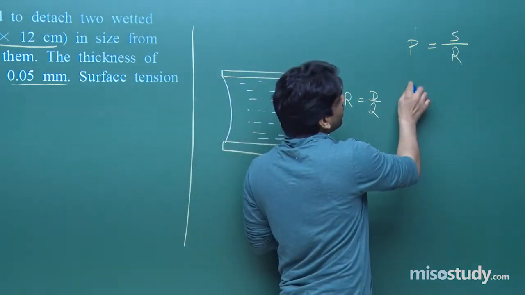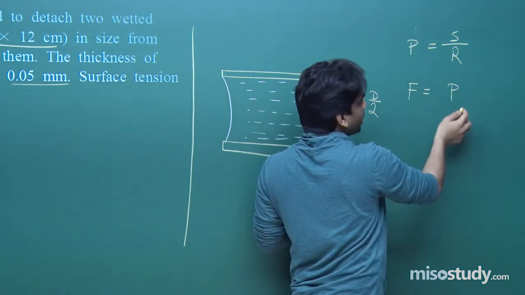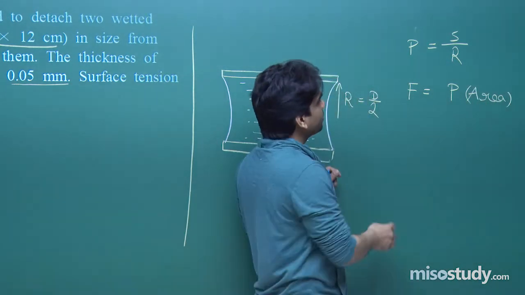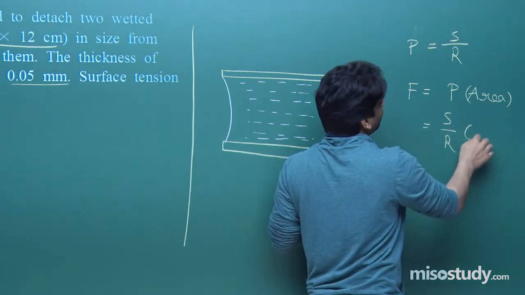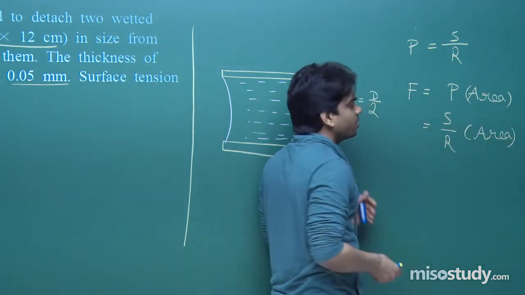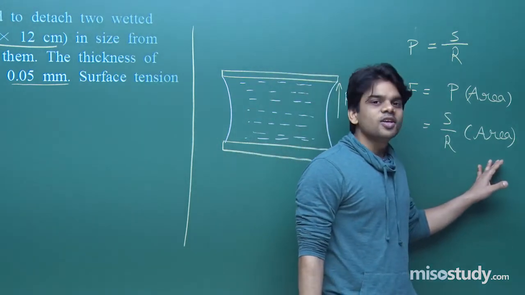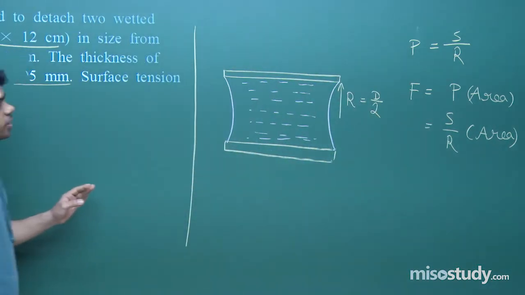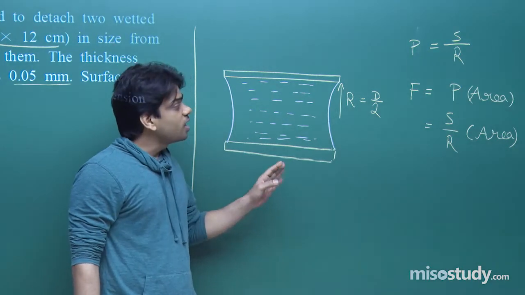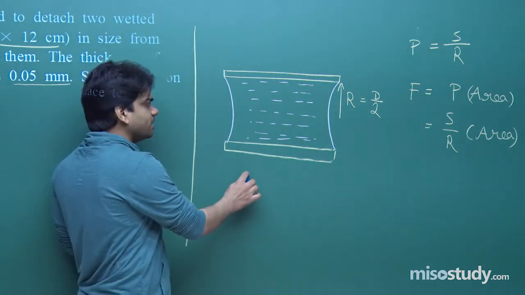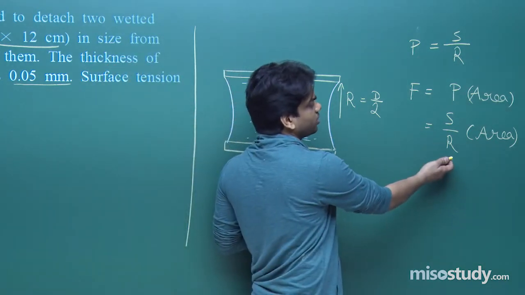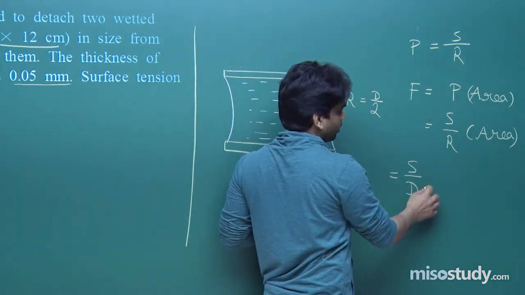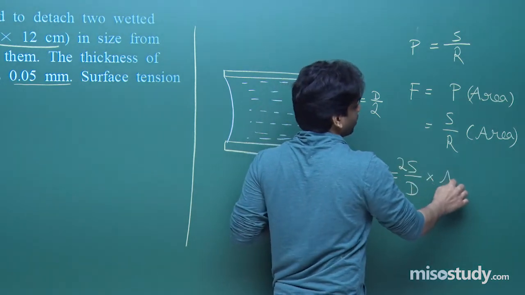From here, force will be equal to pressure into area. This is what we know. Now, instead of pressure, we can write this as S by R into area. This is the equation we have reached. Take note till here. Now, we need to only put the values here, and we need to find out the value of force. Force is the value of surface tension divided by the radius and multiplied by area. So, surface tension divided by the diameter and then divided by 2. So, these 2 will come here and multiply with area.